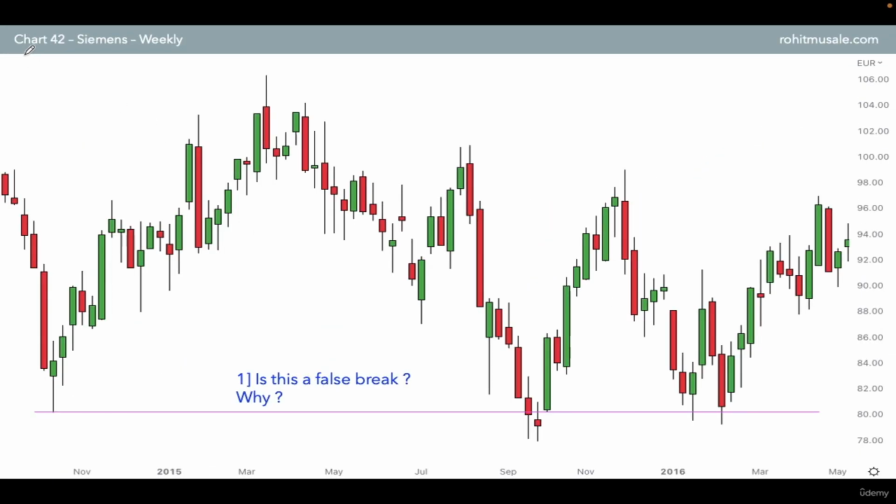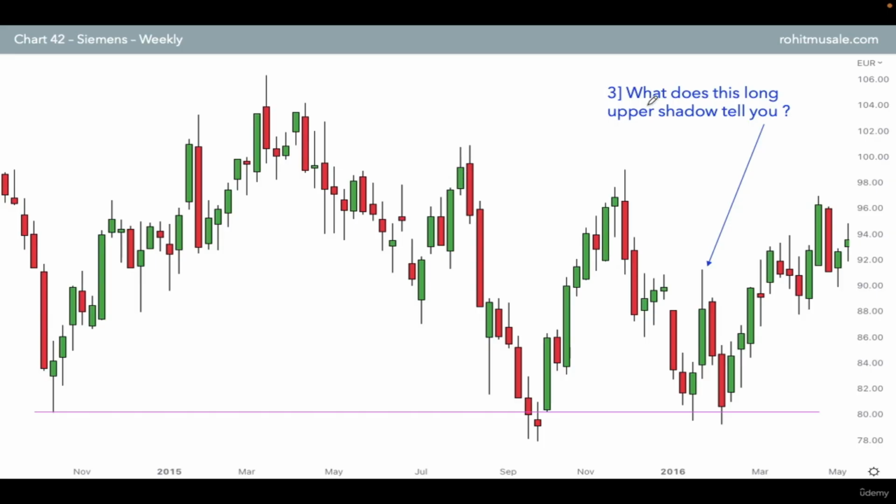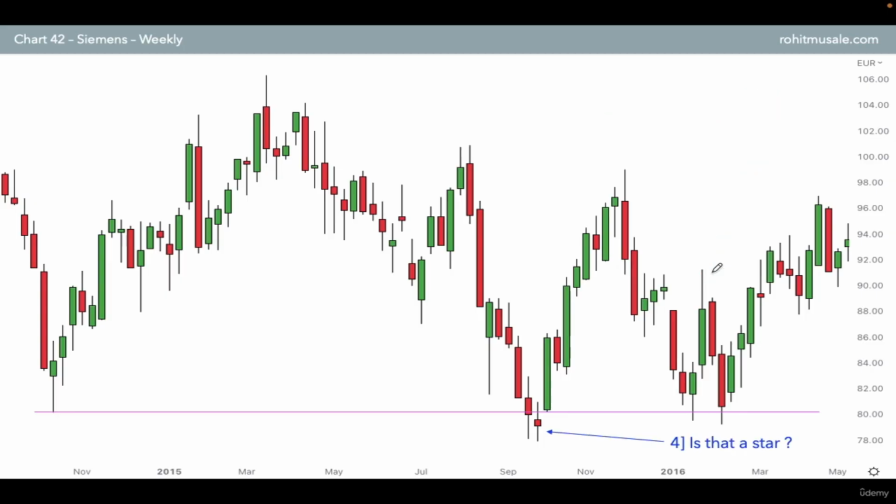So this is chart number 42, Siemens weekly time frame. Question 1. Is this a false break and why? So look at this pink line. Number 2. If this was a false break, on which candle would you take a trade? Number 3. What does this long upper shadow tell you? Question 4. Is that a star?